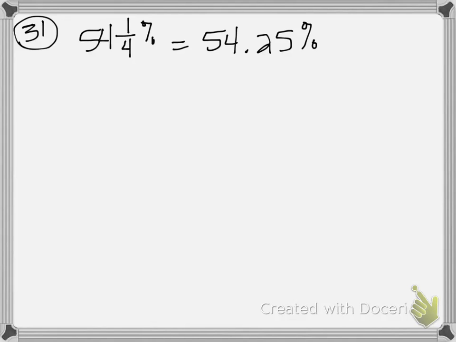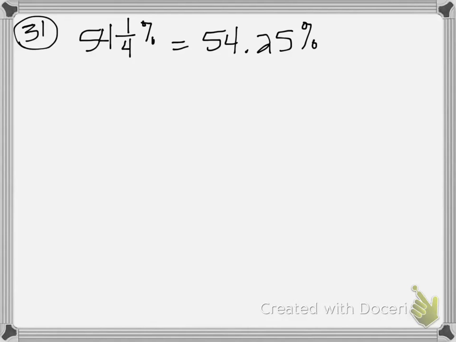Number 31 says 54 1/4%. Find decimal notation. So it looks kind of strange right now. Now 1/4 is a pretty common decimal. What is 1/4 as a decimal? 0.25. So this is really what we're looking at.